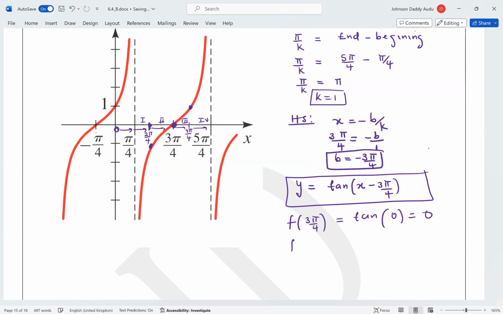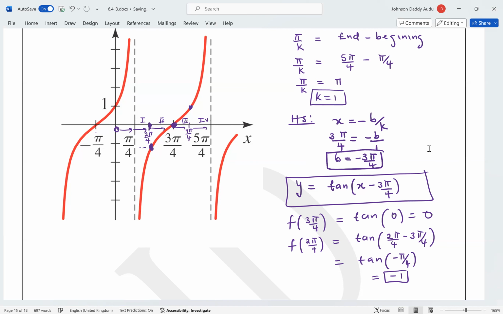So if you find f of what? Let's use f of 2 pi over 4. We're expected to get -1. So this is going to be tan of 2 pi over 4 minus 3 pi over 4, and this is tan of minus pi over 4. Surely this is -1. Okay? And that is somewhere here, because this is going to be -1. All right, so that is the end.